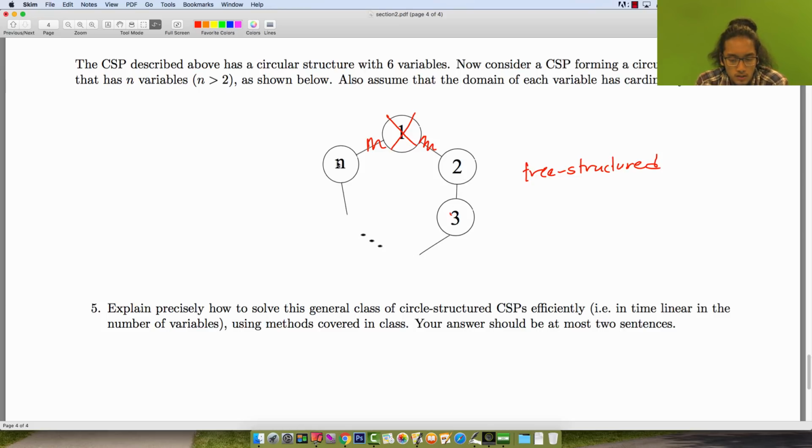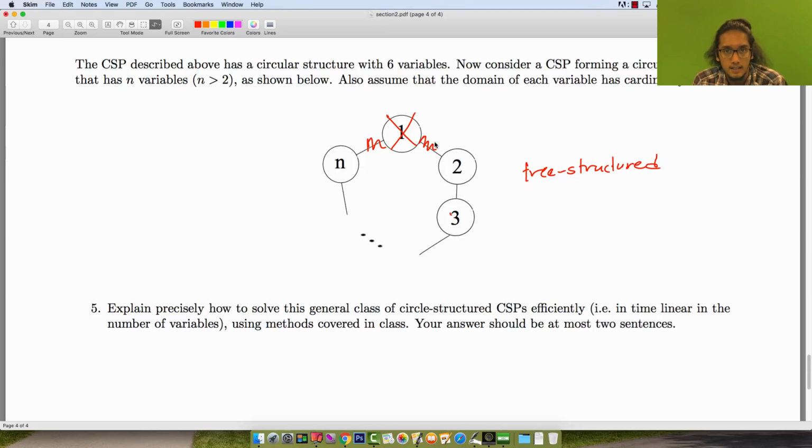And at this point, we're almost done. The issue is that the assignments that you've made to 2 and n might conflict with the assignment you made to 1, right? So it's possible that among these 3 over here, there's some constraints violated, right? Now, how do we resolve this?